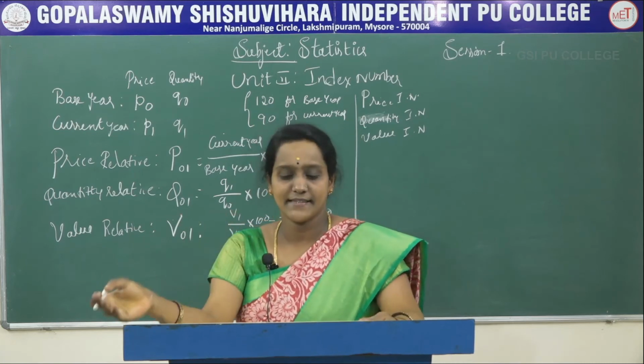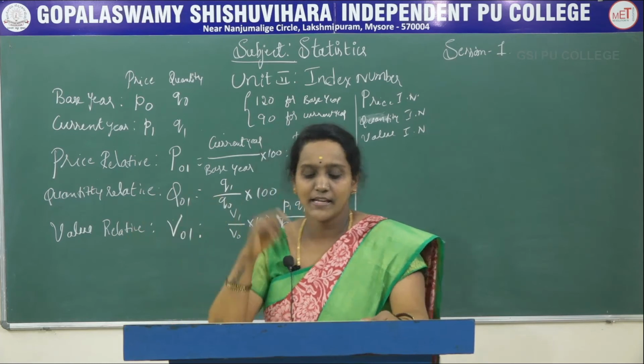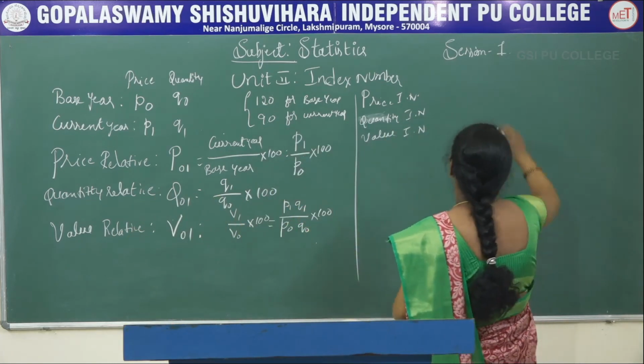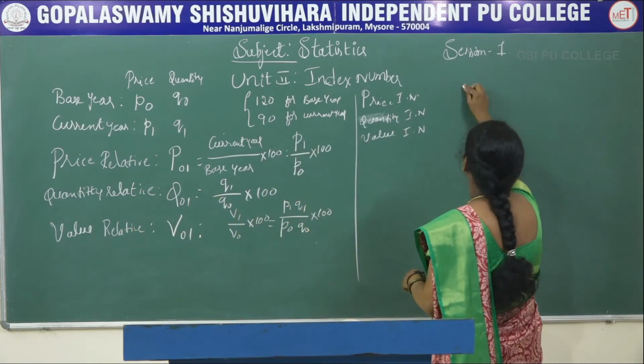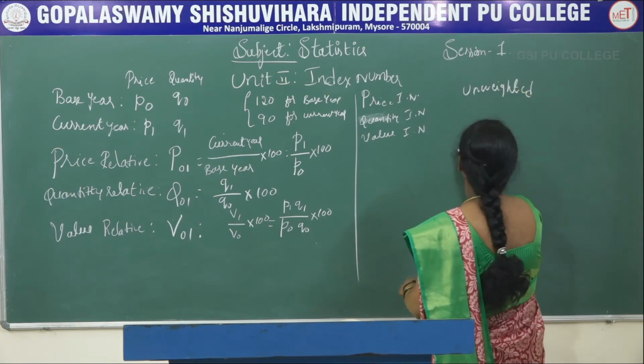And next is methods of construction of index number. In index numbers we have two methods, that is unweighted and weighted.